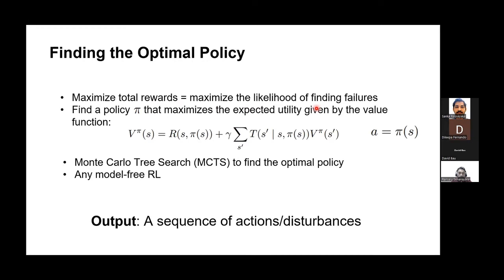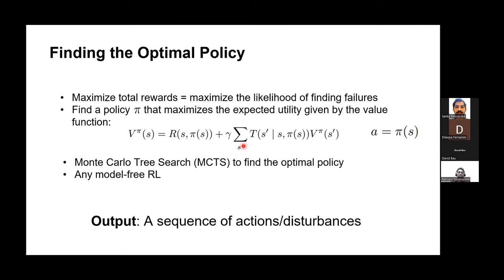Okay. Now, how do we maximize the total rewards, or maximize the likelihood of finding failures? Basically, we have to find a policy that maximizes the expected utility given by the value function. This is the typical value function. You have a reward here, your current reward. But you are not only interested in getting the current reward. If you want to become a good planner, you have to think about what will happen in the next few actions as well, right? That's this part, the discounted future. If I take this action now, and that action next, this will happen, that will happen. So you have to think ahead a little bit.